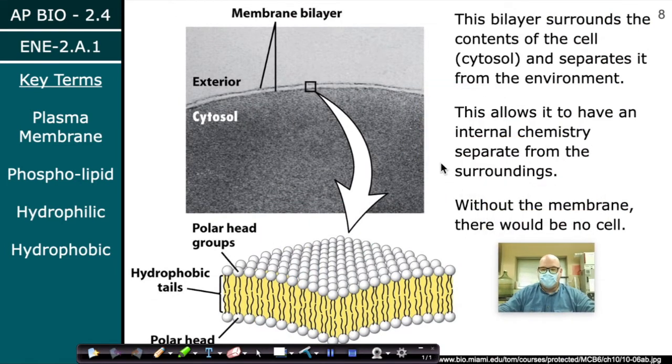Okay. So this is an extreme electron microscope view of this right here. And this surrounds the cytosol, the contents or the fluid that all the organelles are floating in. And this allows, again, internal chemistry that's going to be different from what the cell's environment is. No membrane, no cell. That's pretty easy to understand.